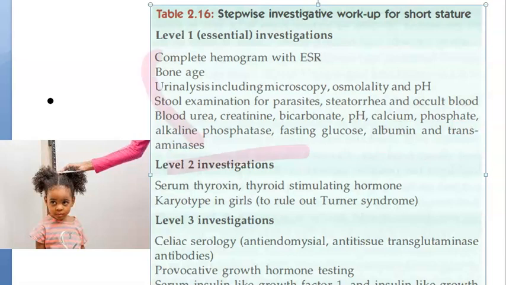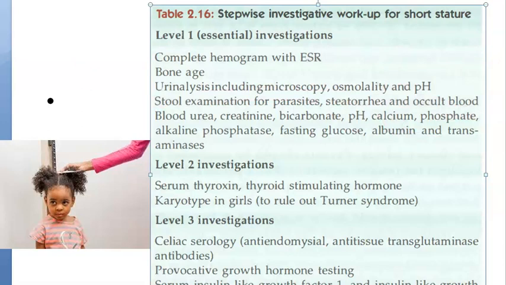Then after the basic checkup, whatever they're telling, blood checkup, urine checkup, stool examination, bone age, okay? Then coming to level 2 investigations. I just wanted to say something here. Has anybody done stool examination? Because I have not seen stool examination. They will directly prescribe albendazole, mebendazole. But checking for blood would be a good idea, right? And the color of the stool, etc., you can ask the mother.